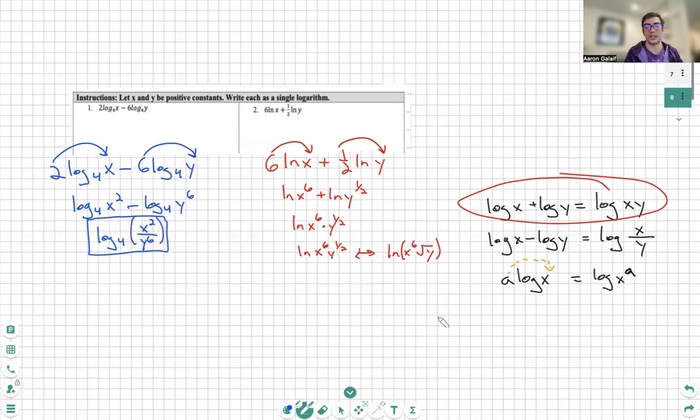So that is how we condense logarithms given what we have in our rules to the right.